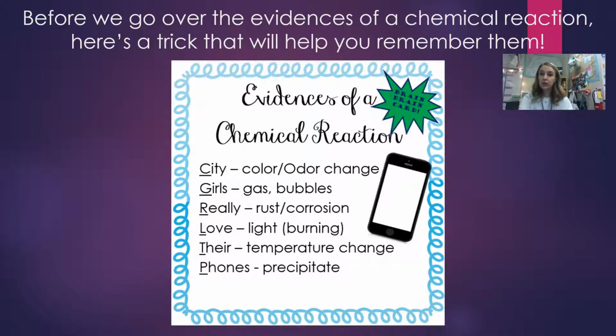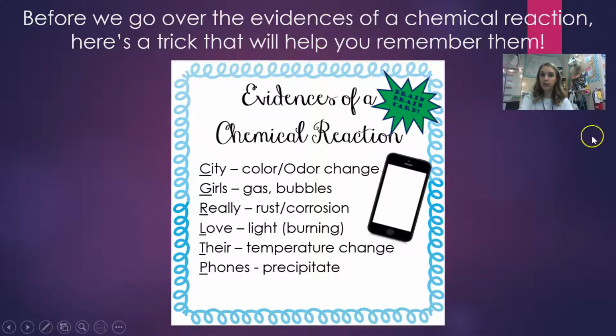This is a trick we use. It's called a mnemonic device. That just means it helps you remember something. So the sentence is, city girls really love their phones. The first letter of each of those words stands for one of the evidences of a chemical reaction. So this is how you can make sure that you remember all of them. City girls really love their phones.